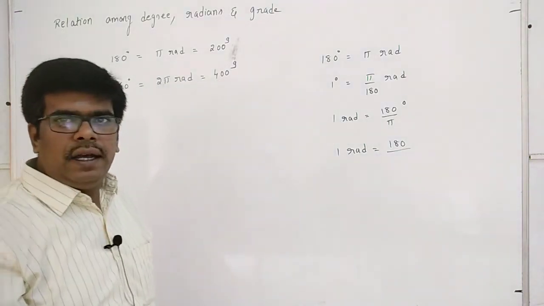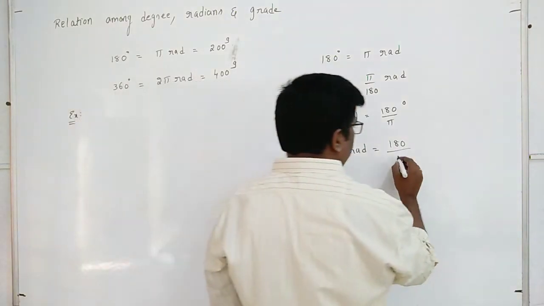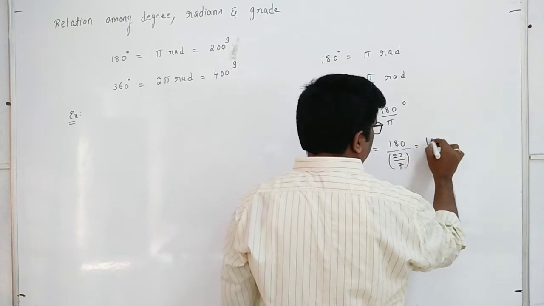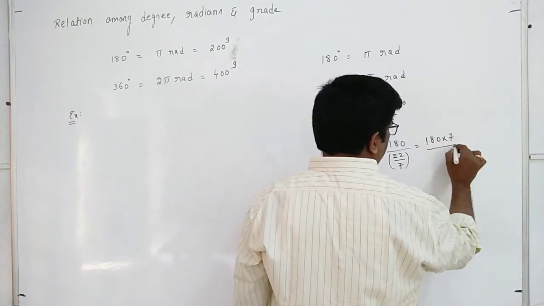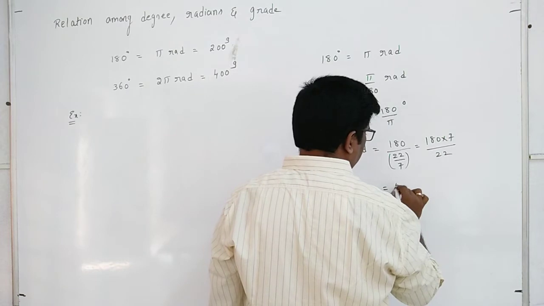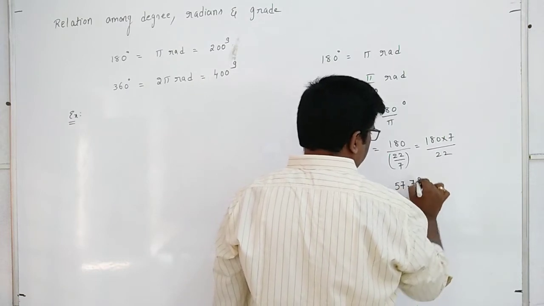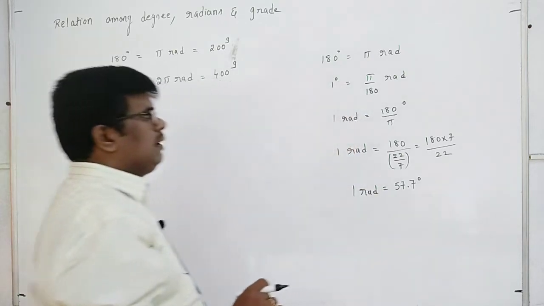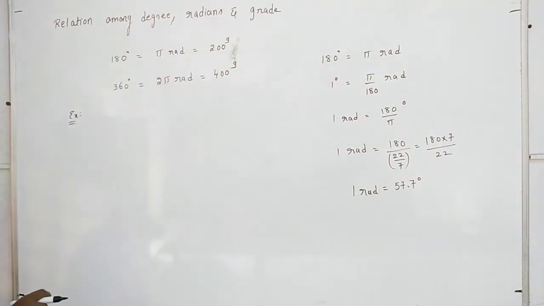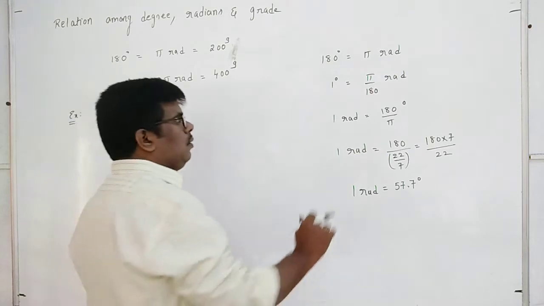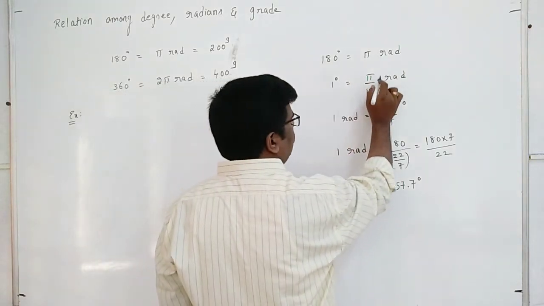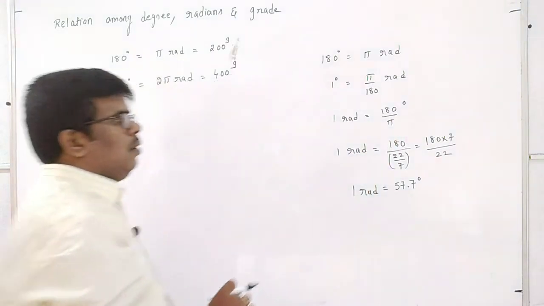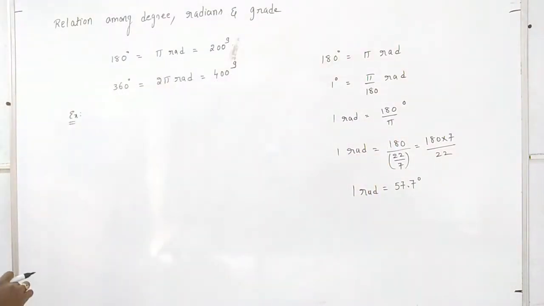You know the pi value is 22 by 7. So 1 radian is 180 into 7 by 22, and you will get 57.7 degrees. So 1 radian is equal to 57.7 degrees. Therefore, you can understand that 1 degree is equivalent to pi by 180 radians, or 1 radian is equal to 180 by pi degrees.